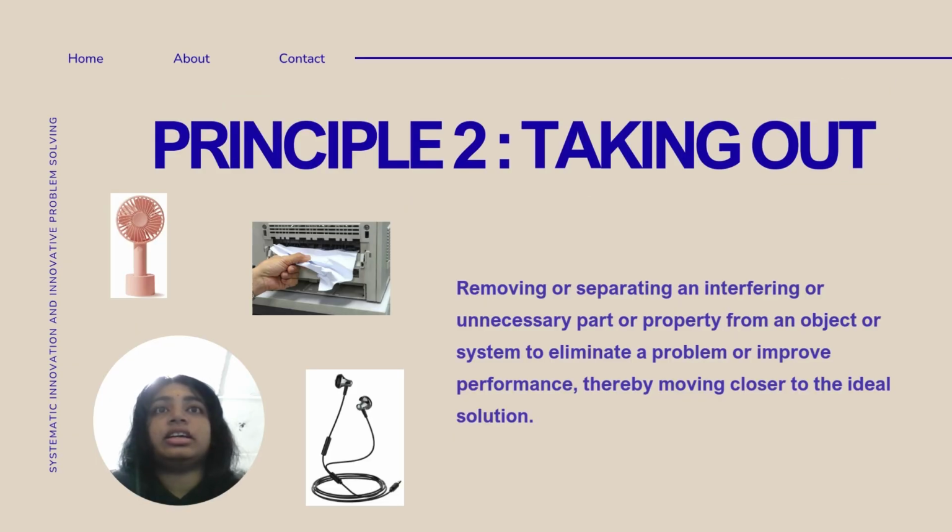The second principle is taking out. Taking out means removing or separating an interfering or unnecessary part or property from an object or system to eliminate a problem or improve performance, thereby moving closer to the ideal solution.